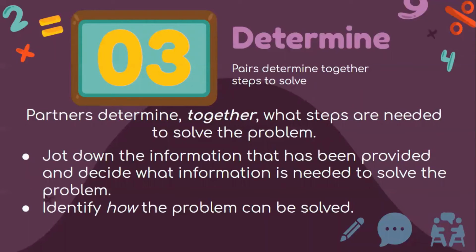Step 3 in the strategy asks pairs or triads to collaboratively determine the steps needed to solve the problem. During this step, partners determine together what steps are needed to solve the problem. Students can jot down the information that they and their partner have discussed and decide what information is needed to solve the problem, and they can identify how the problem can be solved. This collaborative step is one way to provide some additional supports and scaffolds for students that would benefit from hearing other students talk through how they would solve the problem.